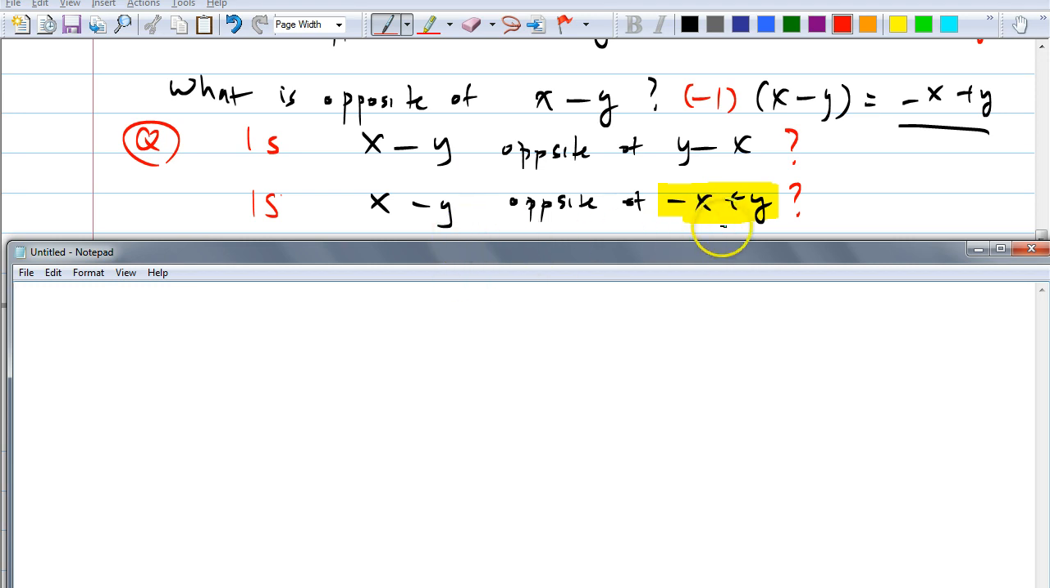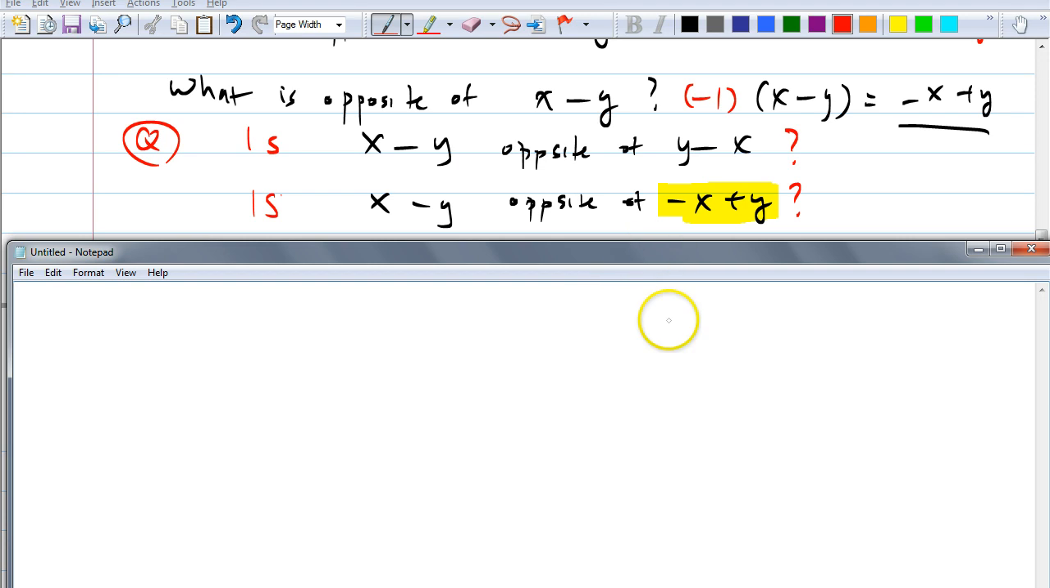If I ask you, is x minus y the opposite of negative x plus y, you would say, of course it is. Because what's the opposite of x? Negative x. What's the opposite of, well, this is plus negative y? What's the opposite of plus negative y? Plus y, positive y, right? Isn't that easier to see? When I switch the order around, it could get kind of confusing.